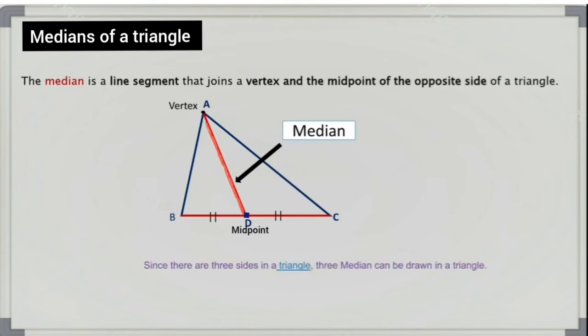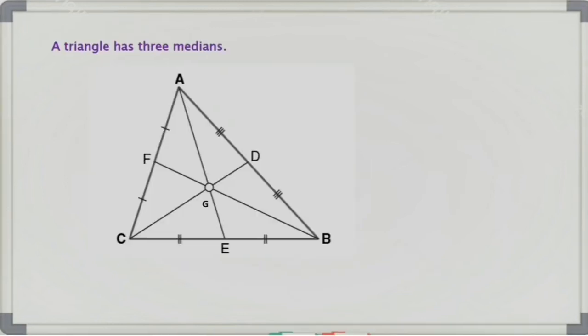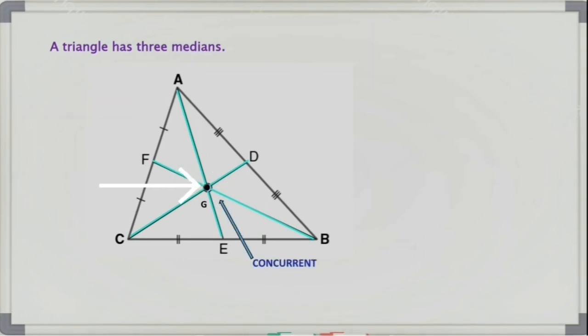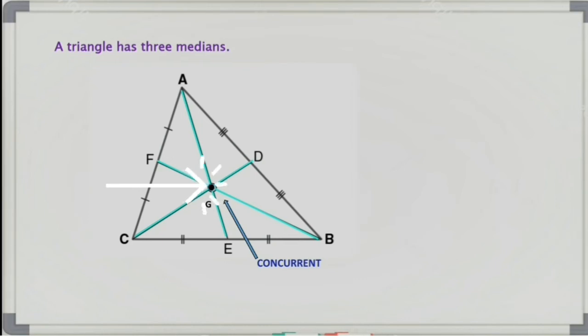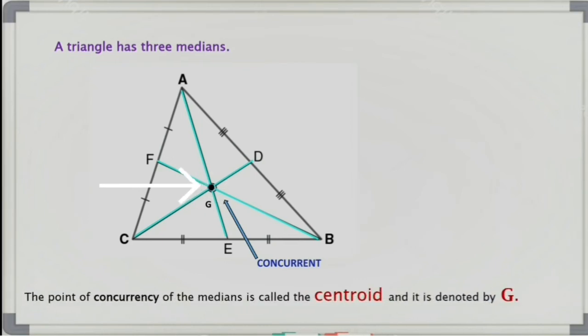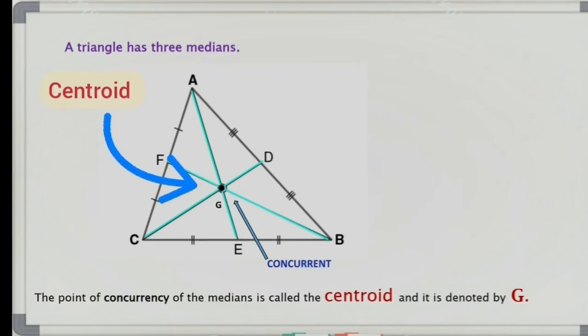Since there are three sides in a triangle, three medians can be drawn in a triangle. In this on-screen figure, seg AE, seg BF and seg CD are the medians of this triangle ABC. We can see that all medians pass through a single point. The medians of a triangle are concurrent. The point of concurrency of the medians is called the centroid, and it is denoted by the letter G.